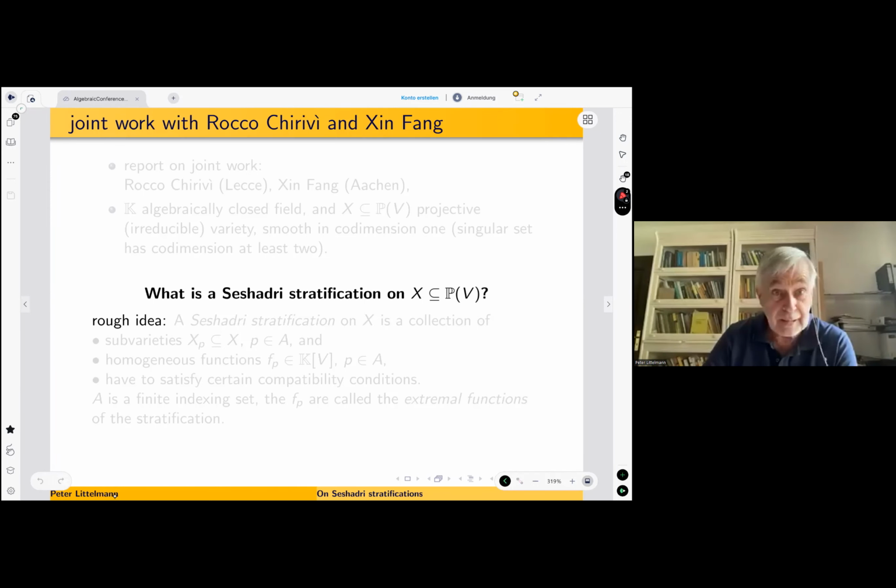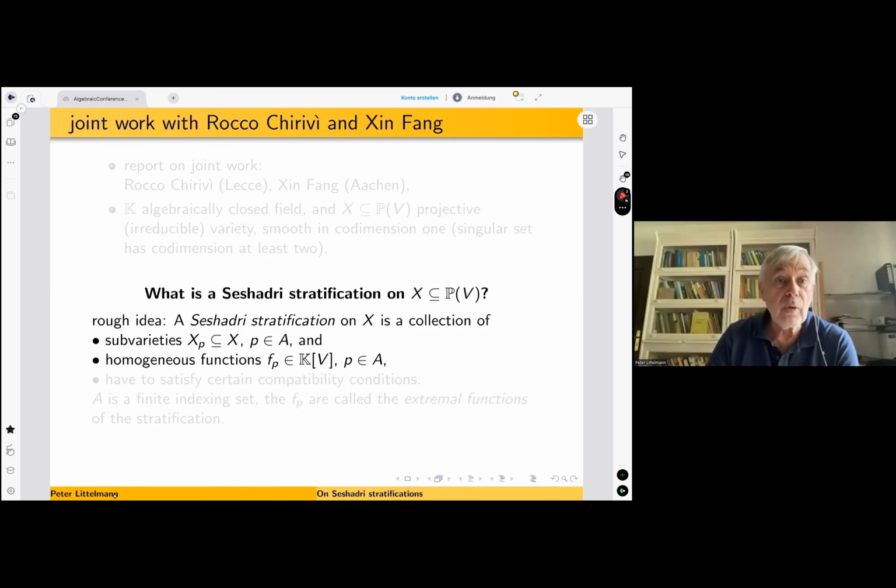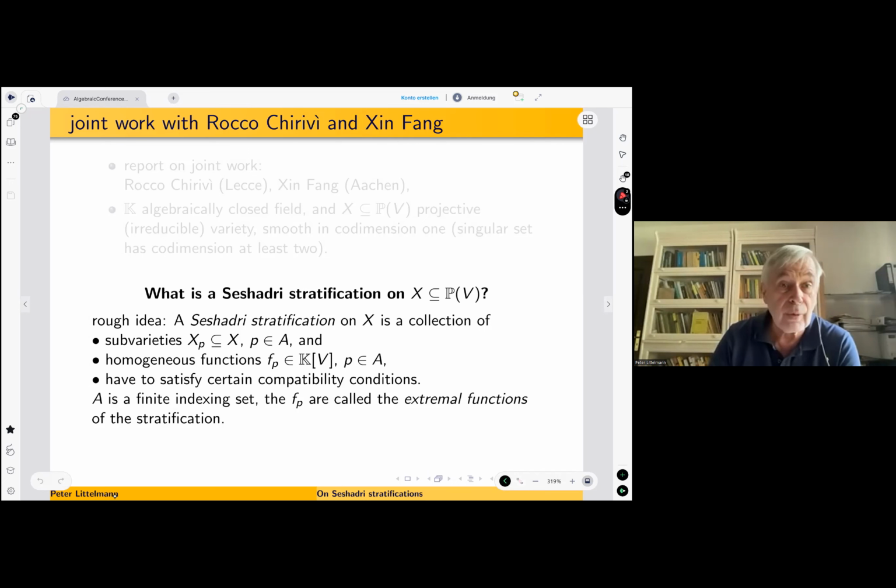So before I go into the details, let me give you a rough idea of what a Seshadri stratification is. First of all, it's a collection of subvarieties and a collection of homogeneous functions. And they will have to satisfy certain compatibility conditions, which I will explain next. The indexing set of these varieties and homogeneous functions is the same indexing set. I will always assume that it is a finite set. And the functions which we have chosen play a special role in this construction, so we will always call them extremal functions of the stratification.